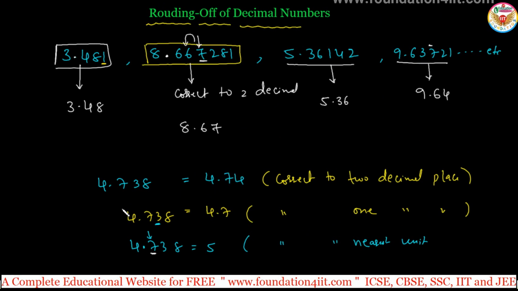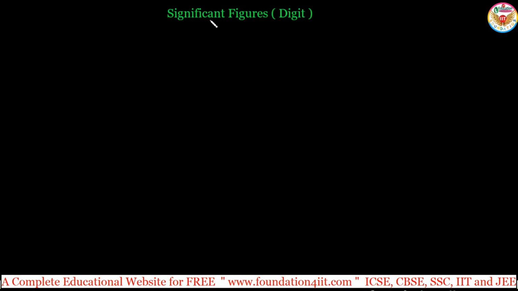And significant figures is different. I'll show that now. How to find out exactly correct to one significant figure, correct to two significant figures. Same like decimal places, but there is a small change we need to know. Significant figures are the total number of digits present in the number except the zeros preceding the first numeral. Let us take one example.